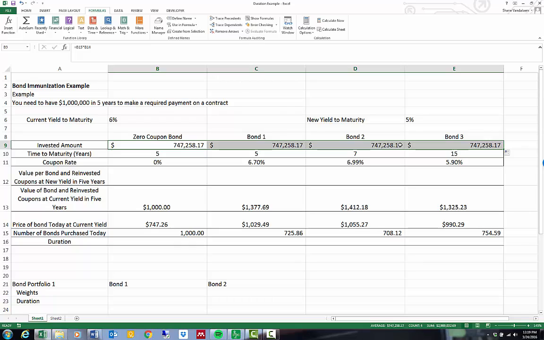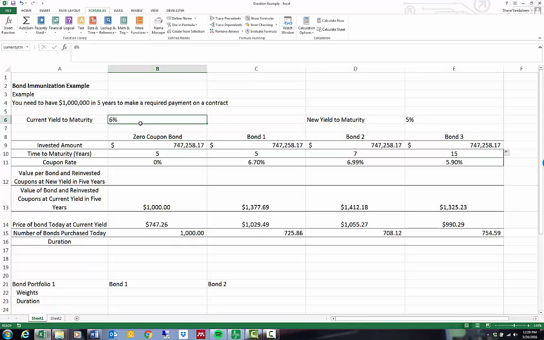Let me explain why. The yield to maturity on each of our bonds, we're making the assumption that it's 6%. In reality, the yield to maturity is probably going to be different for bond 2 and bond 3 at the very least, if not also bond 1, because there are different risk characteristics. And for bond 2 and 3, we also have a longer time to maturity. To keep things simple in this case, we're going to assume they all have the same yield to maturity, but you can fairly easily adjust that for different bonds. Because they have the same yield to maturity, they have the same returns. So if I invest $747,258 and 17 cents for 5 years at 6%, I'll always end up with $1 million. Okay.